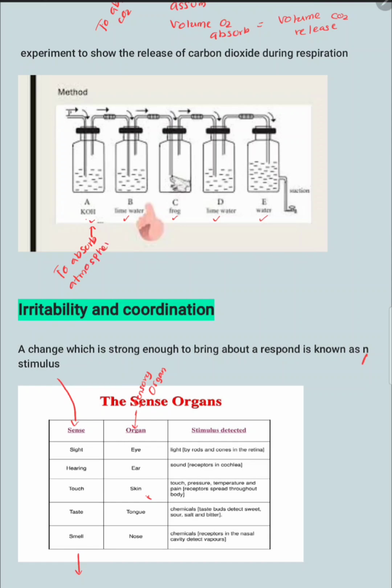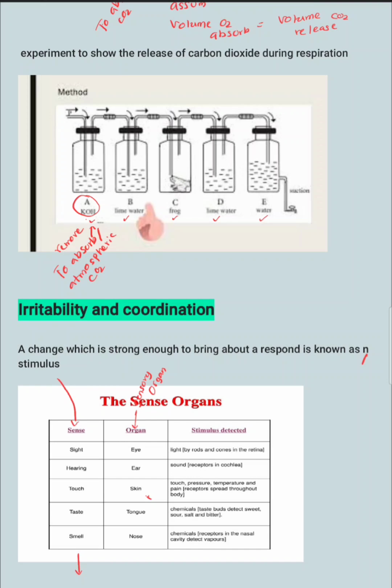To absorb atmospheric carbon dioxide. If the atmospheric carbon dioxide is contained in this setup, the result will be incorrect. So first of all, we have to remove the atmospheric carbon dioxide. It will be done by the first KOH solution, right? එතකොට ඒකෙන් තමයි remove කරන්නේ. එහෙම නැත්නම් absorb කරලා remove කරන්නේ first setup එකේ තියෙන KOH.